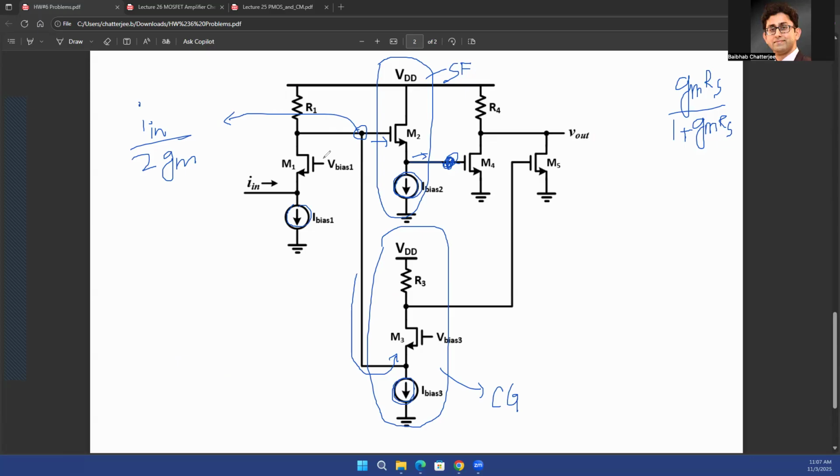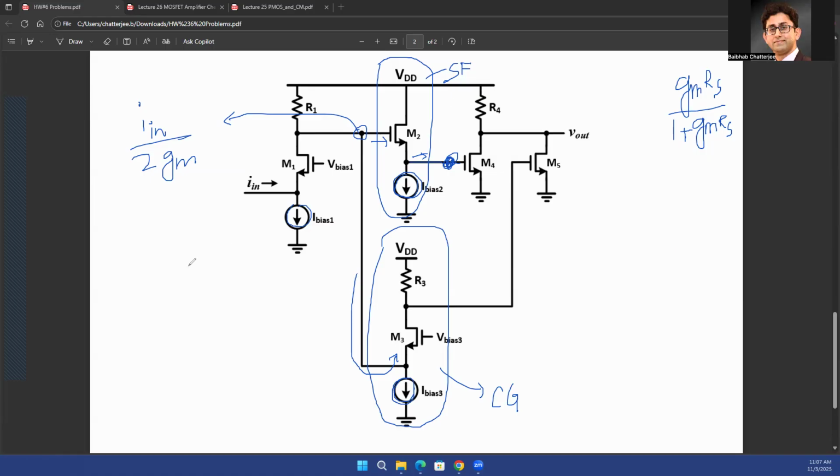Question: what's the benefit of using a current source for DC biasing rather than a resistor? That's a great question. One advantage is that ideally you'll have an infinite resistance. So for GMRS divided by 1 plus GMRS, the non-ideality comes in because RS is not infinite in the problems that we had seen before. But if you use a current source, then RS becomes infinite. So you do not see any kind of loss in the source follower stage. Your gain becomes 1.